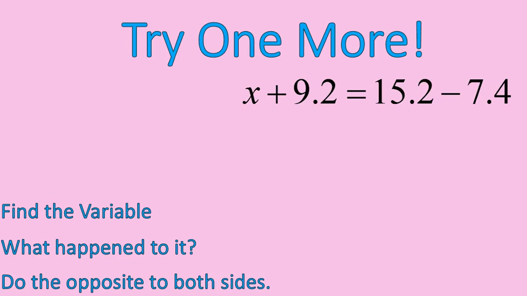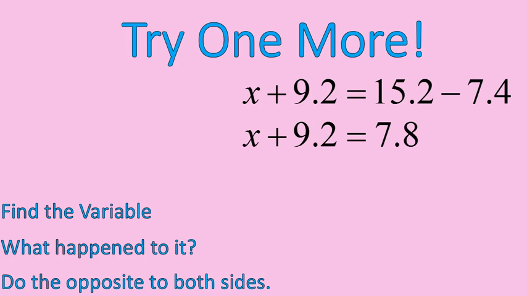Here's another one. This one looks more complicated. You definitely need to follow the steps on it. Pause the recording and try and solve this one on your own. Welcome back. Did you solve it? If you didn't, you're cheating. Alright, my first step is to simplify. 15.2 minus 7.4 gives me 7.8.